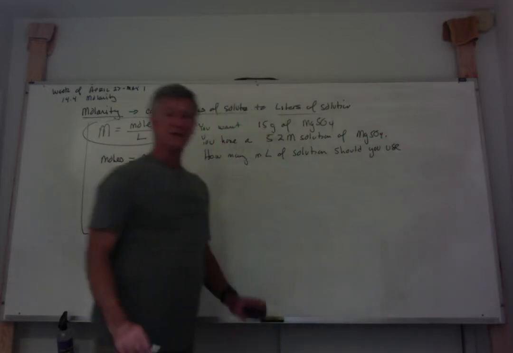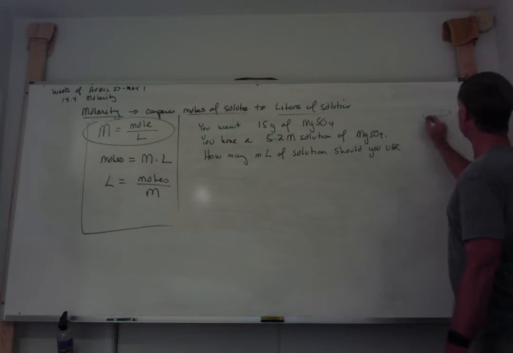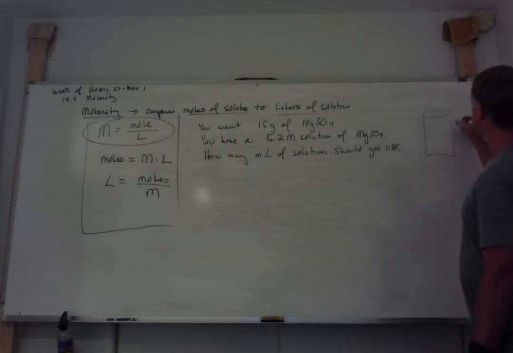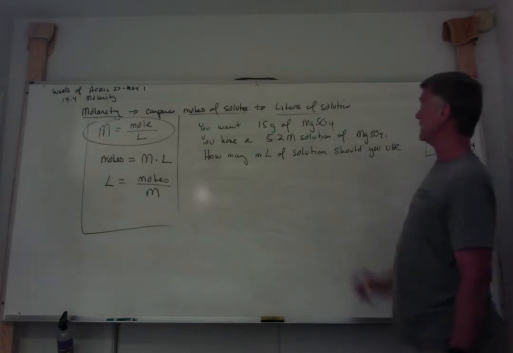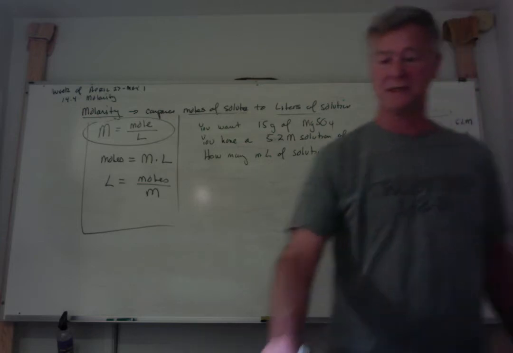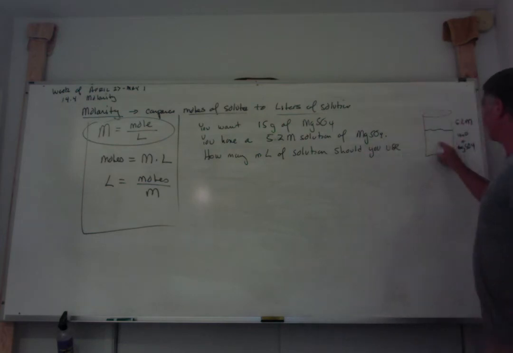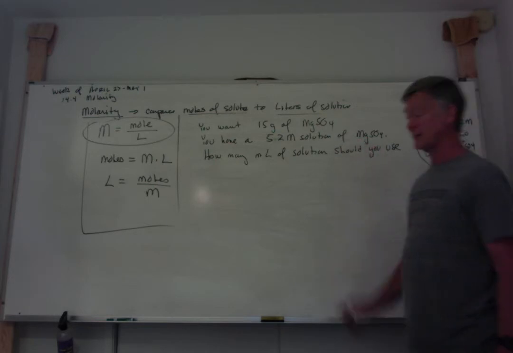Okay, so let me just explain the problem in case you don't see it. I've got this bottle here, or container, and this has 5.2 molar solution. That means that I have water plus magnesium sulfate. I want 15 grams of magnesium sulfate. How much of this should I pour out to make that happen? So I'm going to pour some of this out into a smaller cup, but I want to make sure there's 15 grams of magnesium sulfate.